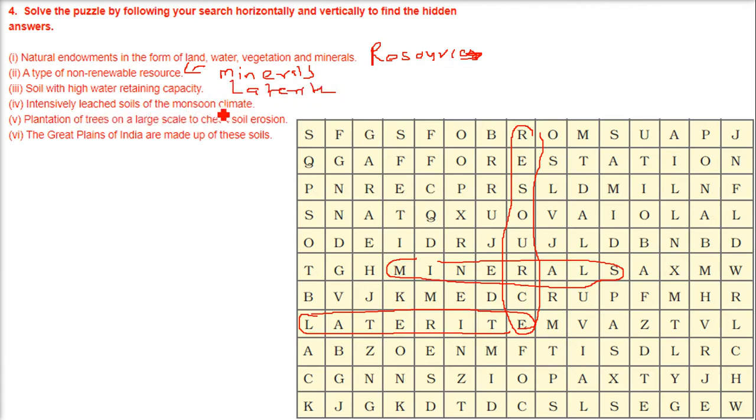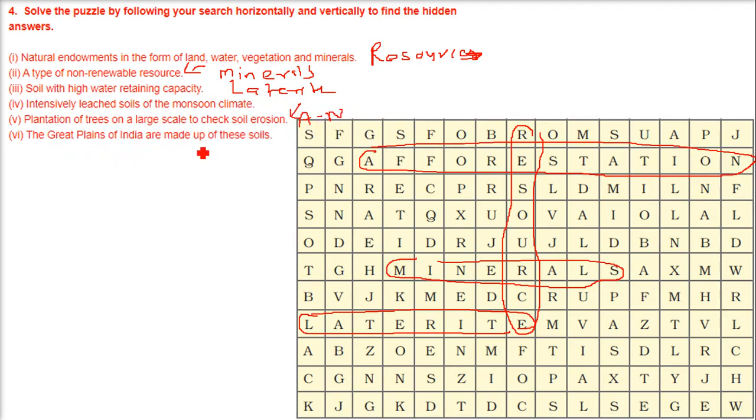Intensively leached soils of the monsoon climate. I'll come back to this. Plantation of trees on a large scale to check erosion is afforestation. So I'll just write the A and N, afforestation.